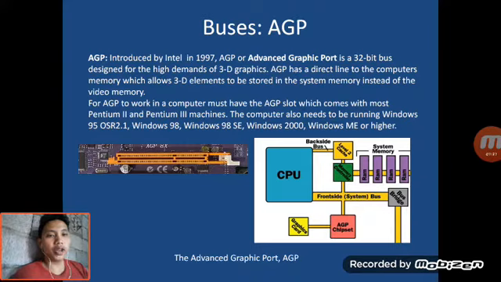For AGP to work, a computer must have the AGP slot, which comes with most Pentium 2 and Pentium 3 machines. The computer also needs to be running Windows 95 OSR 2.1, Windows 98, Windows 98 SE, Windows 2000, Windows ME, or higher.